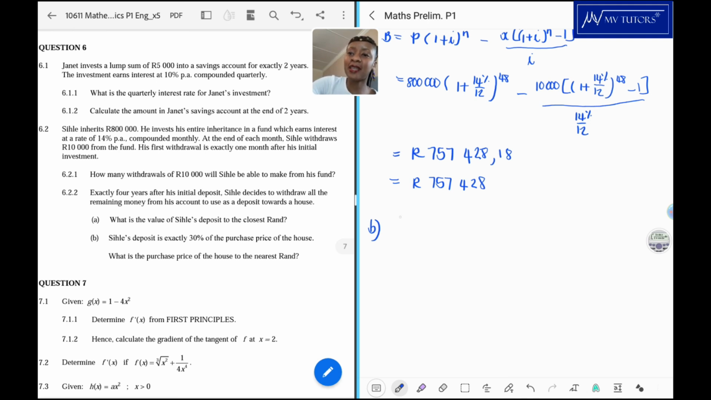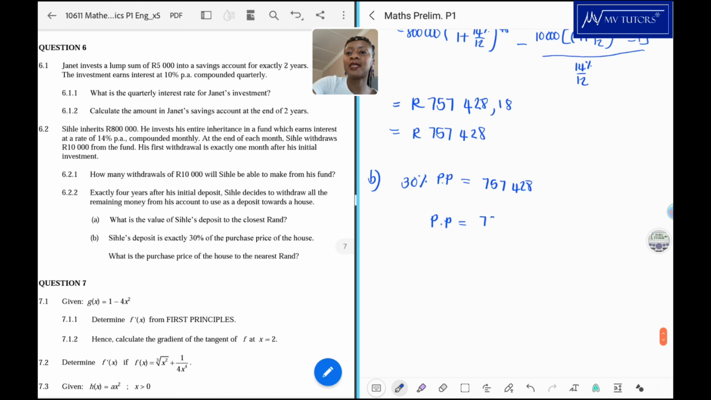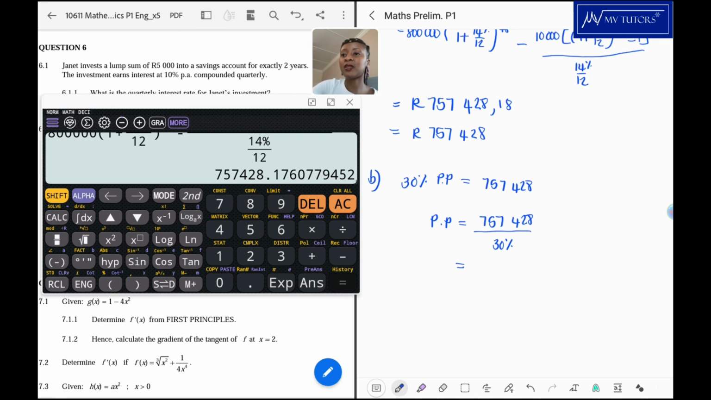Okay, so they are saying 30% of that property, I'm going to say purchase price, is the deposit, 757,428. So now they're asking, what is the purchase price? Okay, so the purchase price will be 757,428 divided by 30%. So in my calculator, I kept that value. Like I said, I like using the value as it is. So I'm going to take the answer and divide it by 30%.